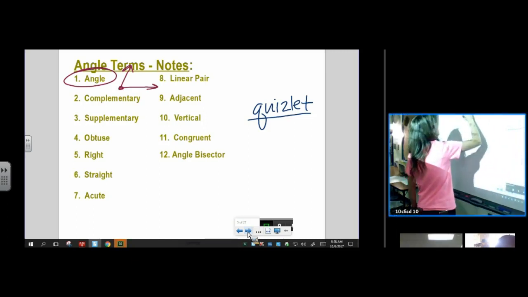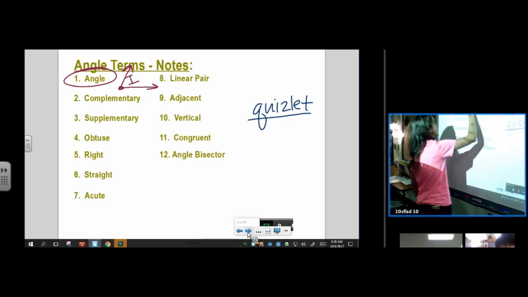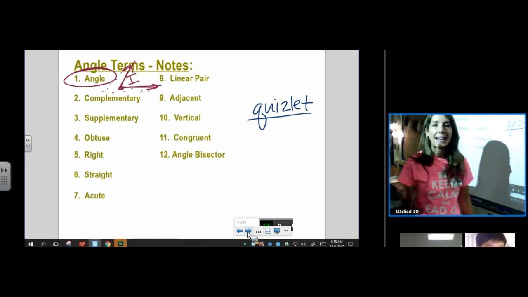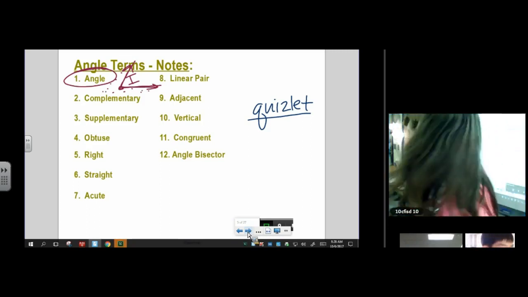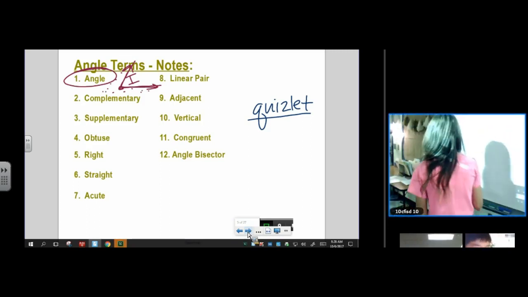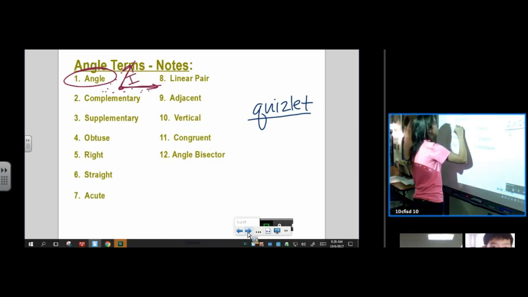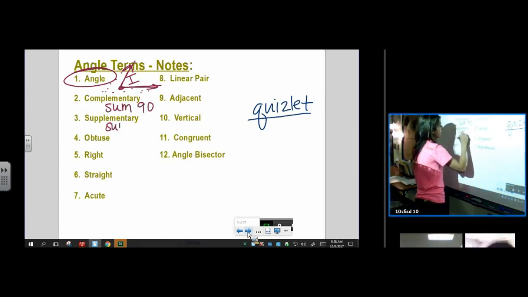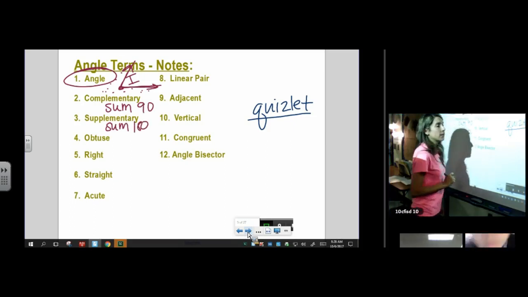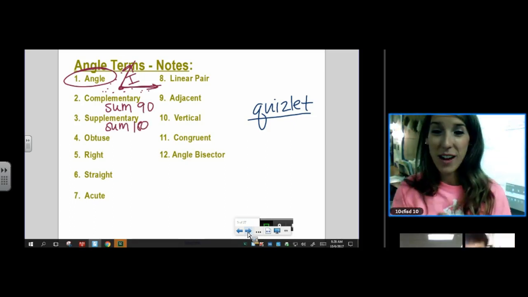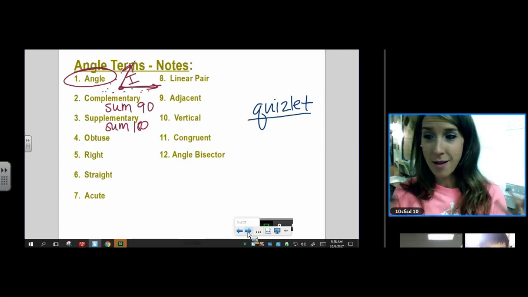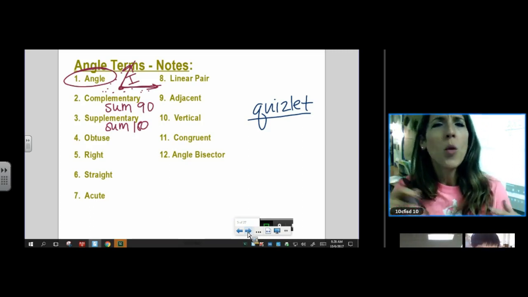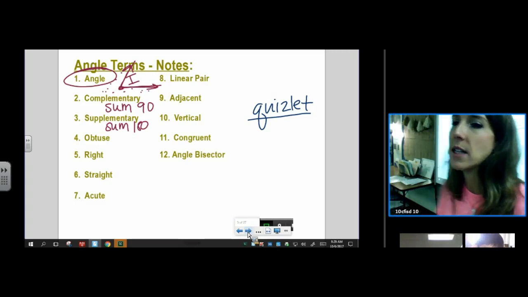This is called the interior of the angle. The interior is anything inside these two rays. And then anything out here would be the exterior of the angle. Complementary. Those are angles whose sum is 90. Supplementary, sum is 180. Let me give you a hint of how to memorize that because people get them confused a lot. Complementary and supplementary, they mix up which ones add up to 180 and which ones add up to 90.